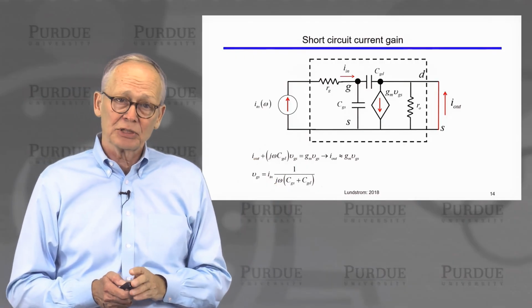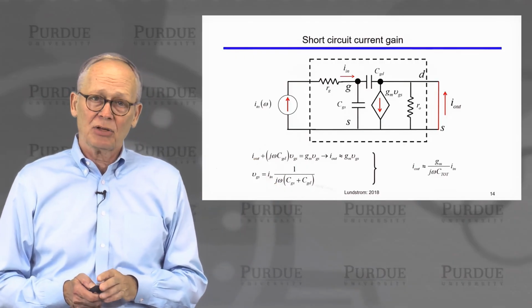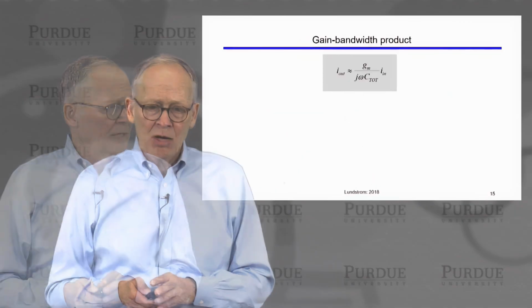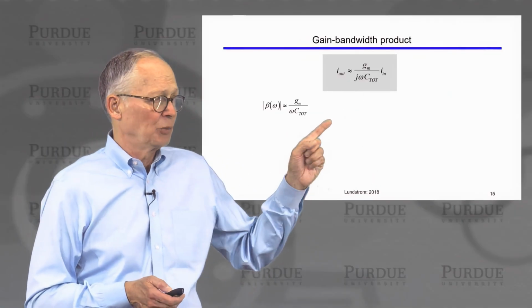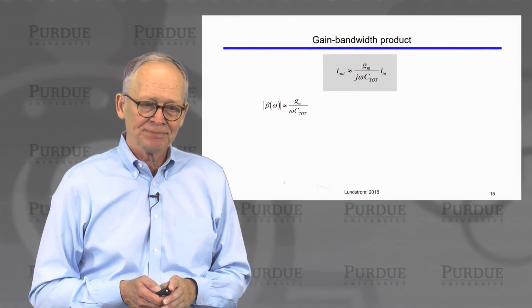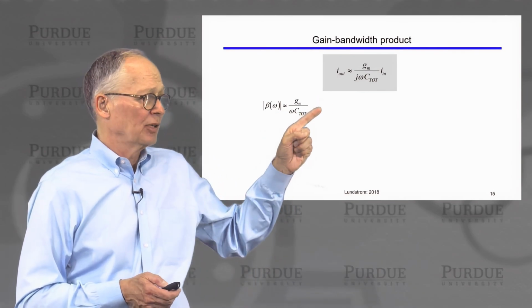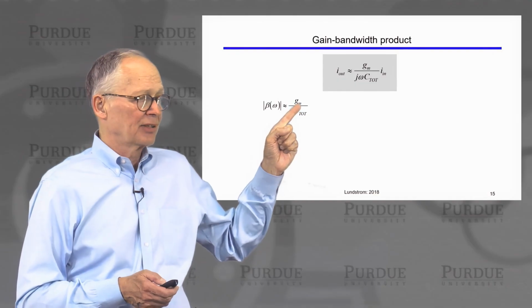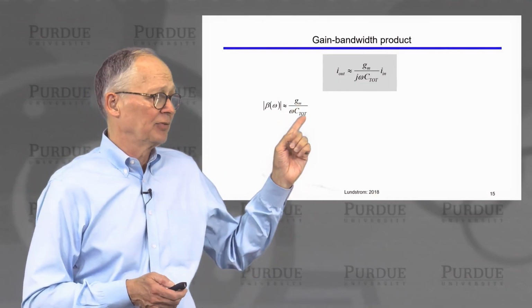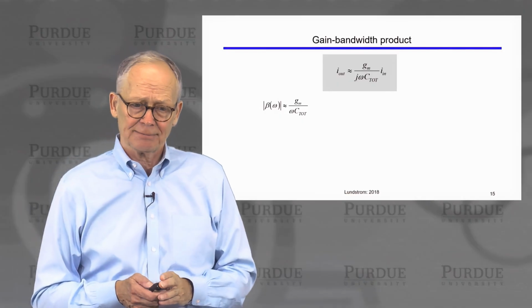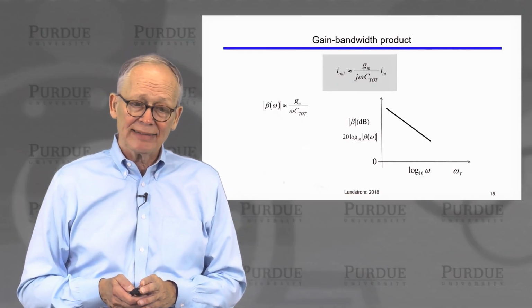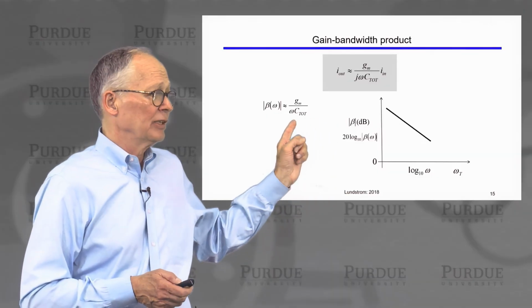We can put these two expressions together and we can solve for the output current in terms of the input current. What we're interested in is in the ratio of those two. We would call that ratio beta, the current gain. And if we divide the output current from the input current, we find that the current gain is G sub M, the transconductance, divided by frequency and the total capacitance. Okay. All right.